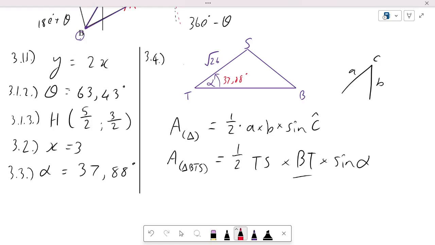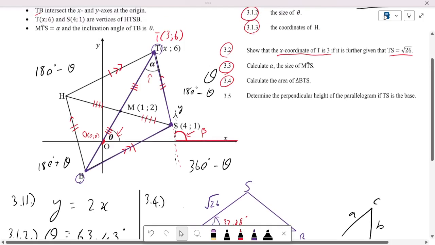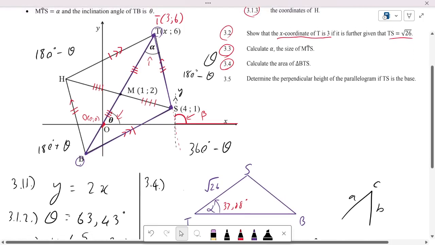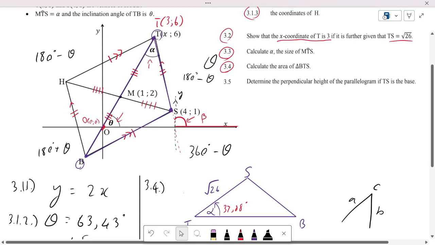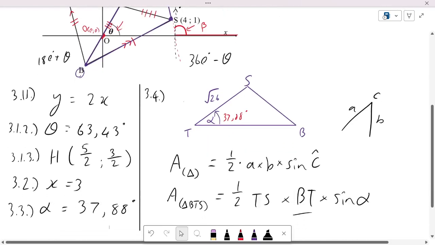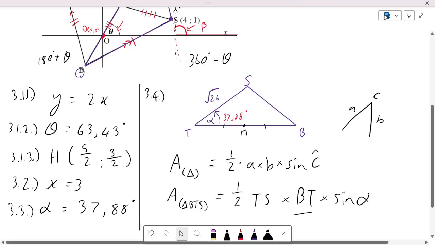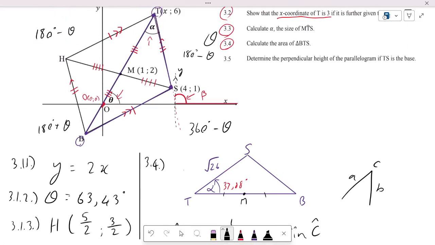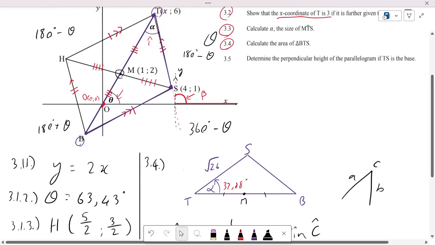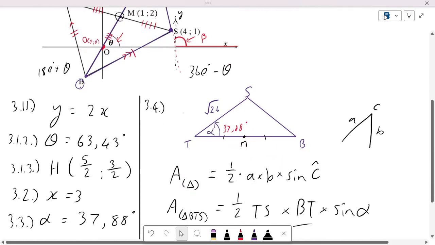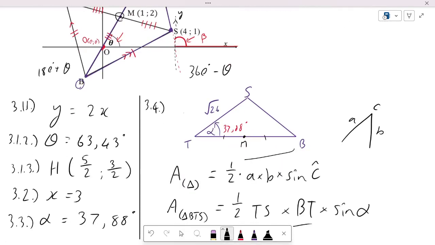Sorry. In order to find BT, let's look at the information we have. Let me just add this quickly over here so I can explain it to you. We have M, which is the midpoint. Remember that that is the midpoint of B and T. If we look at the diagram over here, we can see M is the midpoint. So because of that, we can say that BT, right?